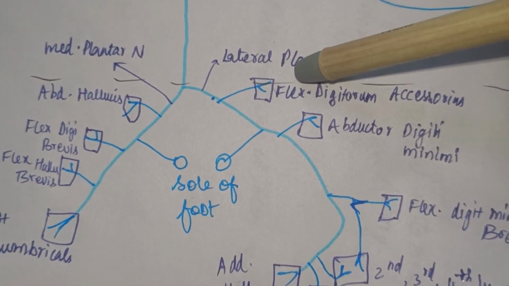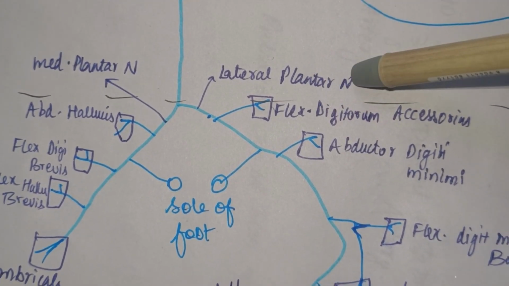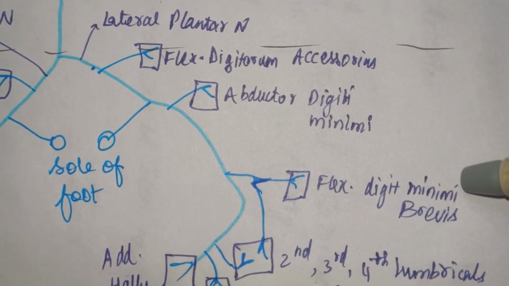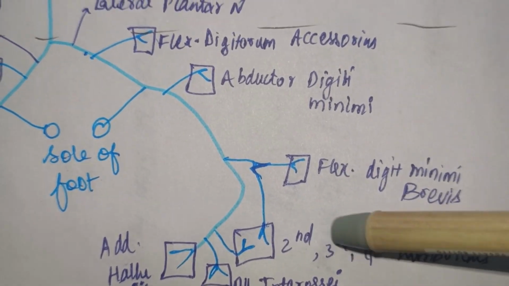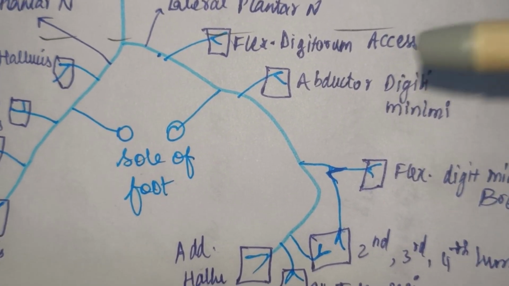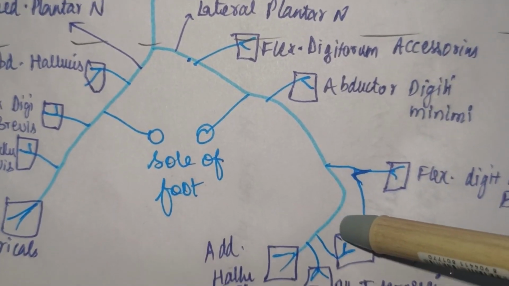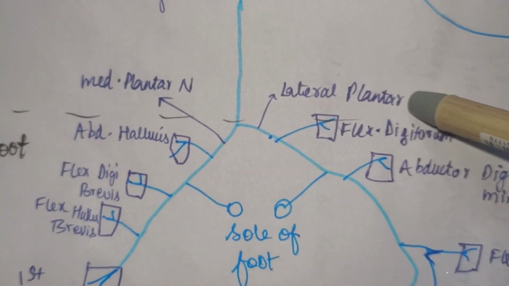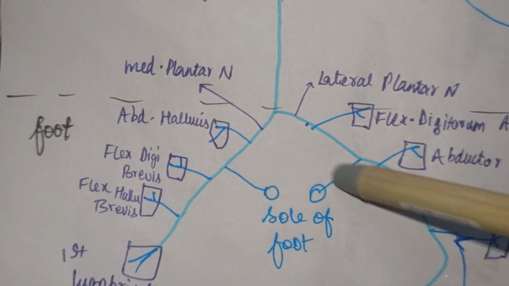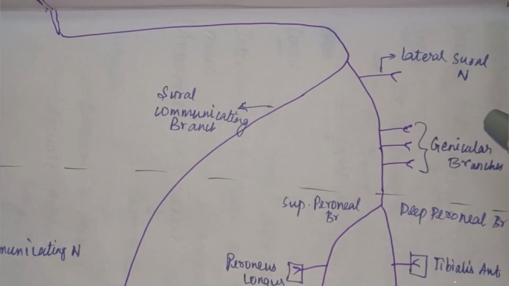Okay, let us see slowly. Flexor digitorum accessorius is supplied by the lateral plantar nerve, and abductor digiti minimi and flexor digiti minimi brevis, and the second, third, fourth lumbricals, and all interossei muscles, and the adductor hallucis muscle. Now also the lateral plantar and the medial plantar nerves supply the sole of the foot by the combination of both nerves. Okay. Let us see the common peroneal nerve part.